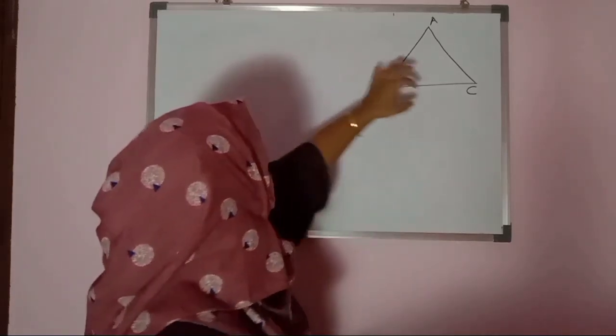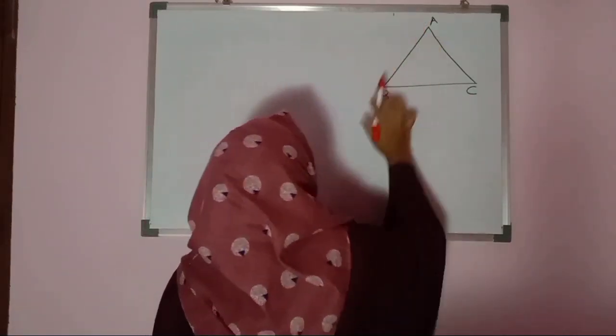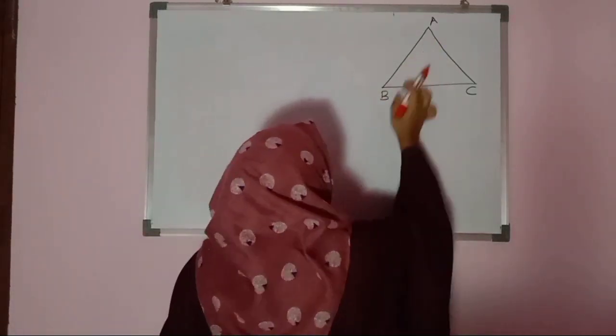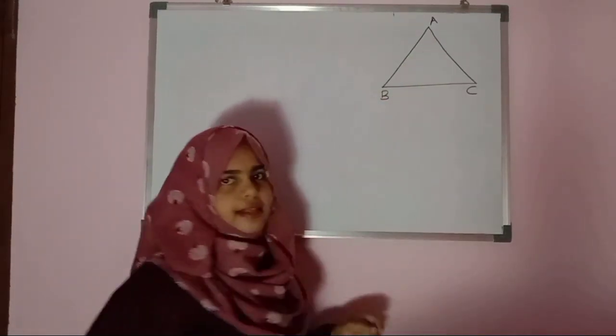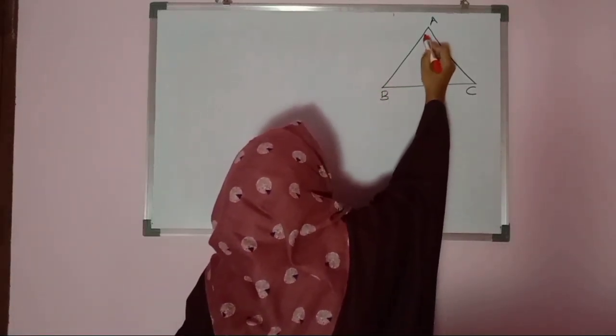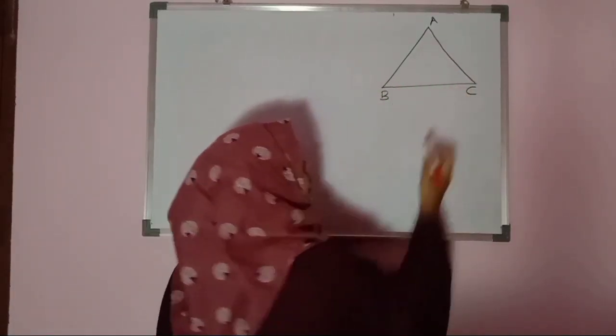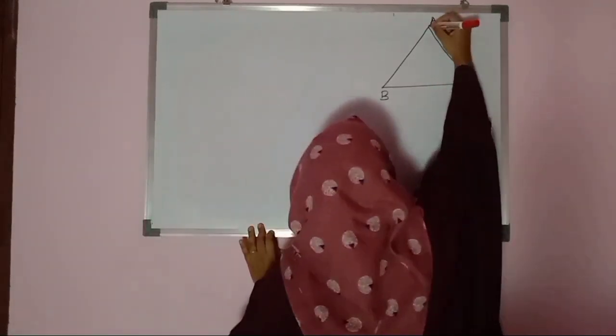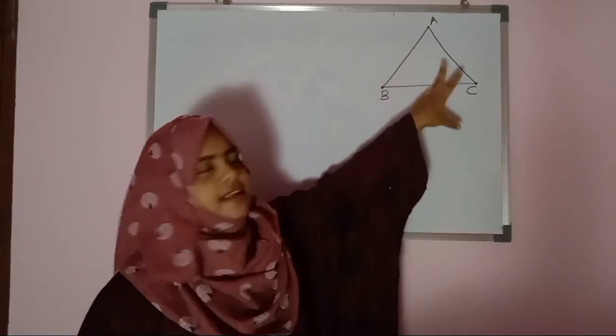Okay, so this is triangle ABC. It has three sides. Three sides means AB, BC and AC. So three sides are there. Now three angles will be there, isn't it? Angle A, angle B, angle C. Three sides, three angles and three vertices.